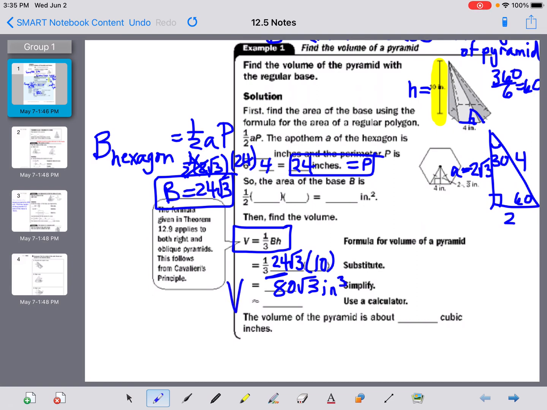But I can't go in the hardware store and order 80 square root of 3 inch cubed of paint, so I need to have the decimal for that. 80 times radical 3 is about 138.5 inches cubed. Okay, so about 138.5 cubic inches. So 1/3 big B times H for the volume.